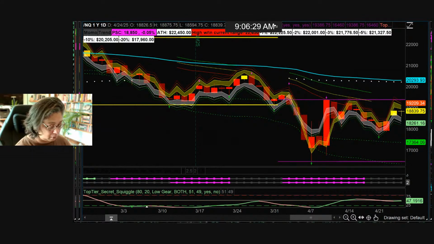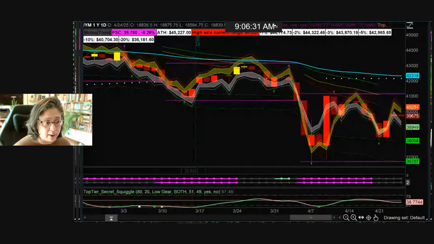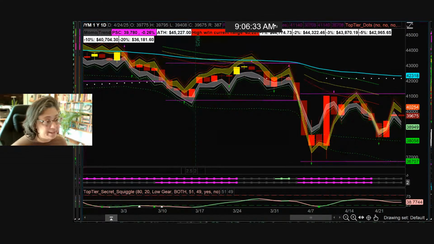NASDAQ, same story. Here's the Dow. You can see the Dow is a little bit different. All right, so this is the next lesson we've got to think about in environments like this.